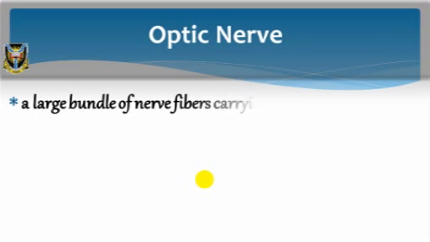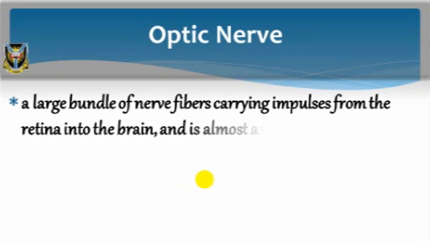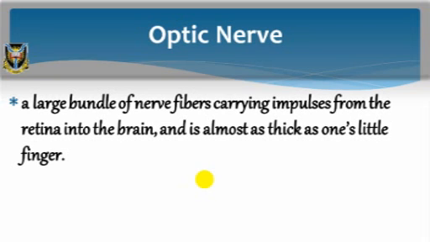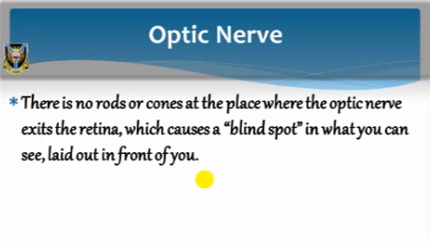Optic nerve. This is a large bundle of nerve fibers carrying impulses from the retina into the brain. The optic nerve is almost as thick as your little finger. There are no rods or cones at the place where the optic nerve exits the retina, which causes a blind spot in what you can see laid out in front of you, because the brain completes patterns that fall across this blind spot. You are not aware of it as you look around every day.